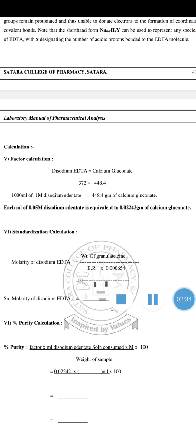Disodium EDTA equivalent to calcium gluconate: each ml of 0.05 molar disodium edetate is equivalent to 0.02242 gram of calcium gluconate.